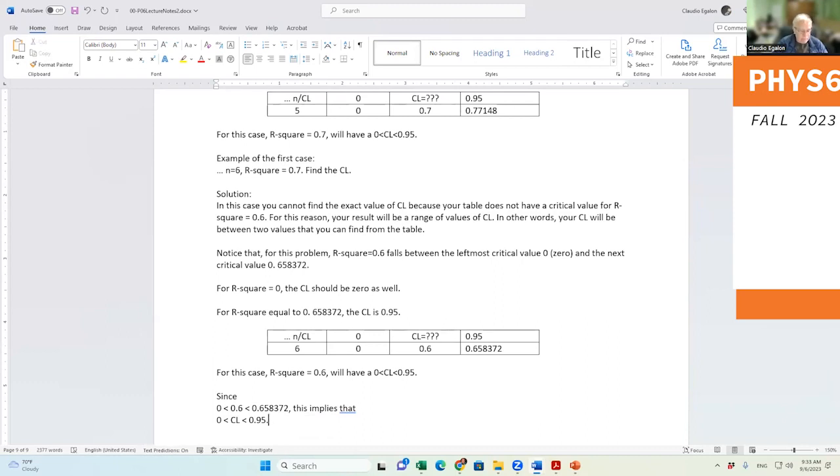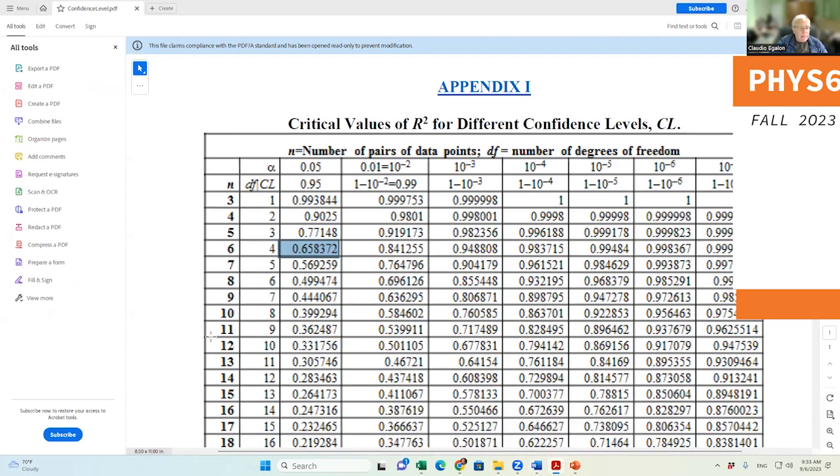If you get the hang of it, it becomes second nature to you. But by becoming second nature, you need to work a lot on that. Repeat that over and over again until you have a better feeling. Let's say the number of data points is 11, and R squared in your experiment is 0.3, then you have the same result. The CL is going to be between 0 and 95%, and so on.